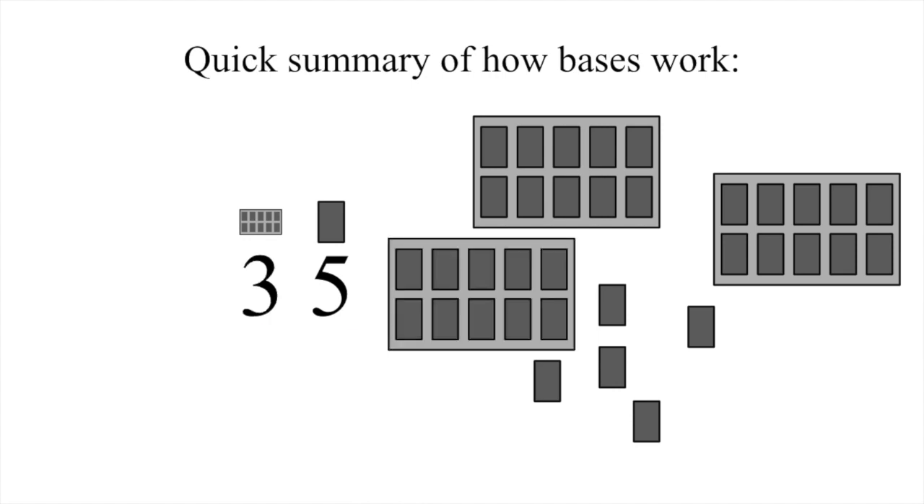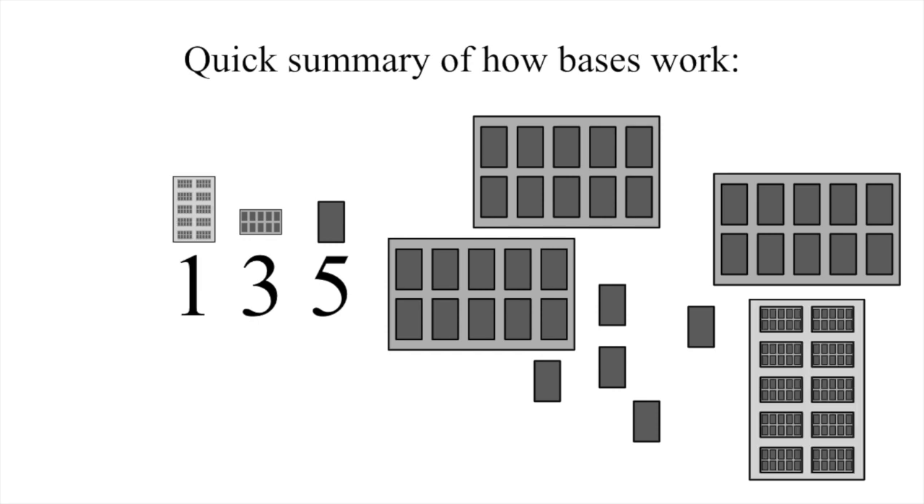Eventually, we run out of room using 2 digits, so we add a third digit. Here, the 3 still means 3 tens, and the 5 still means 5 ones, but now we also have a 1 in front, meaning one meta group of 10 groups of 10. In this way, we can write any number we like.